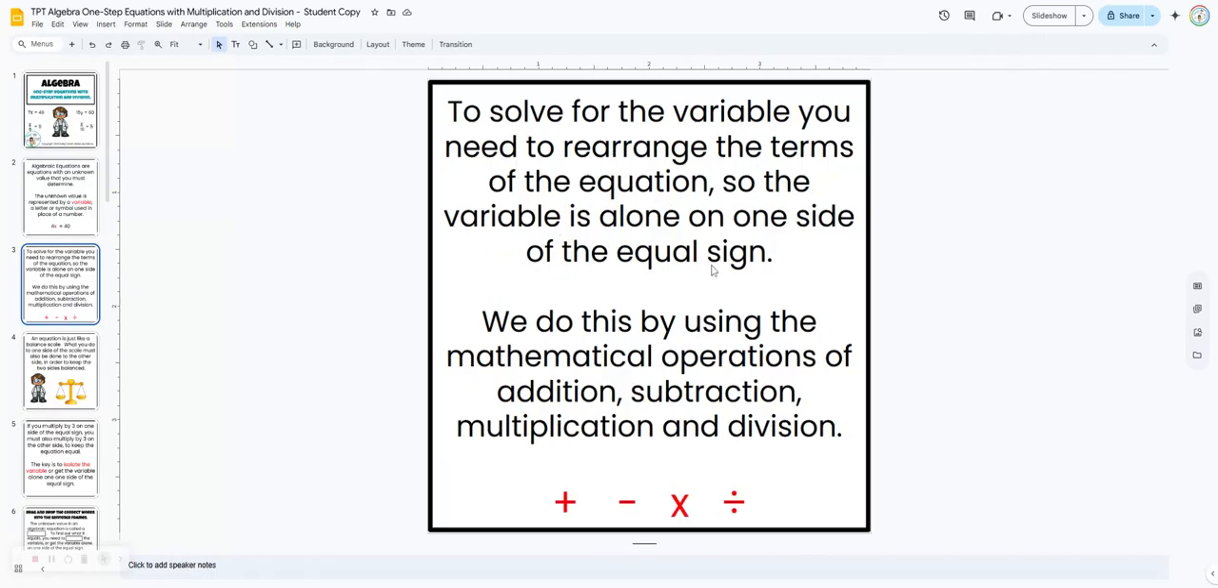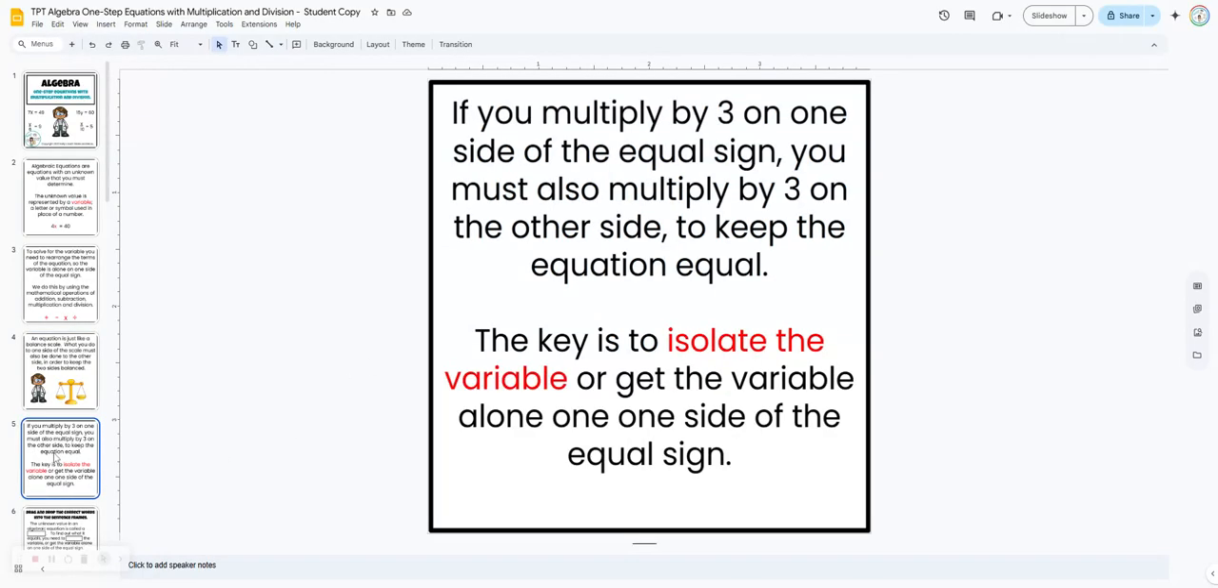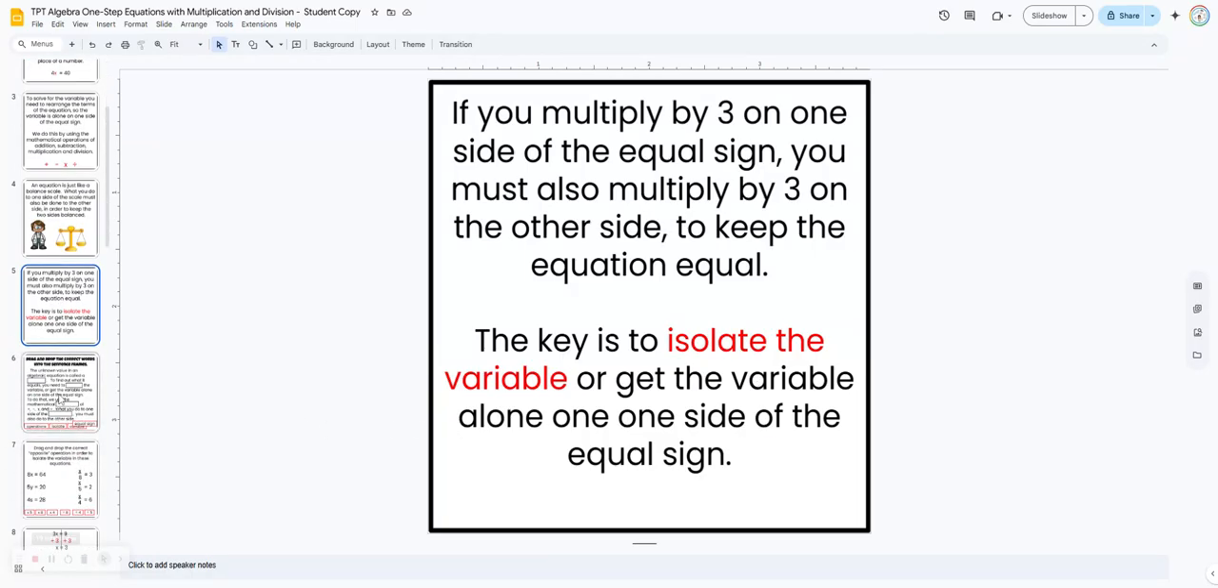We need to rearrange the terms of the equation so that the variable is alone on one side of the equal sign. So we're going to do that by using the mathematical operations of addition, subtraction, multiplication, and division. Now, algebraic equations are just like a balance scale. What you do to one side of the balance scale, you have to do to the other to keep it balanced. So if you multiply by 3 on one side of the equal sign, you must also multiply by 3 on the other side to keep it equal. So the key is to isolate the variable, or get that variable alone on one side of the equal sign.